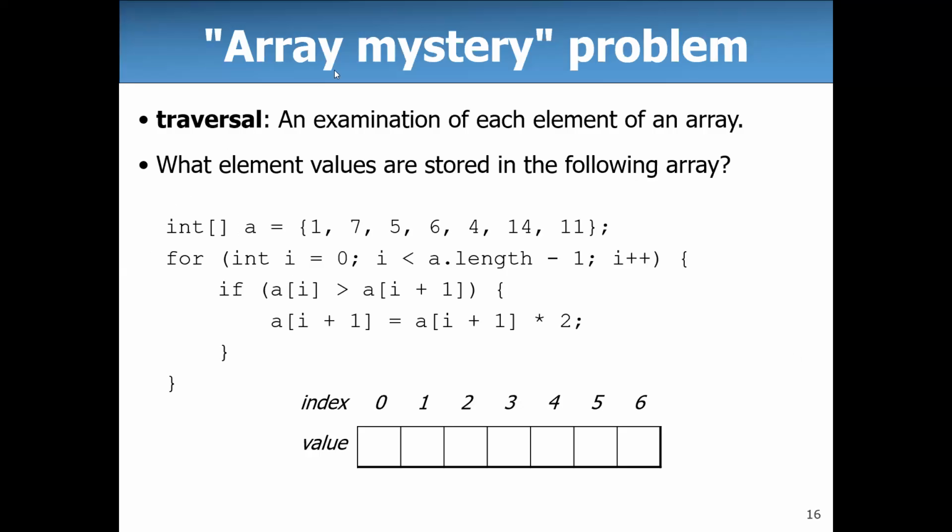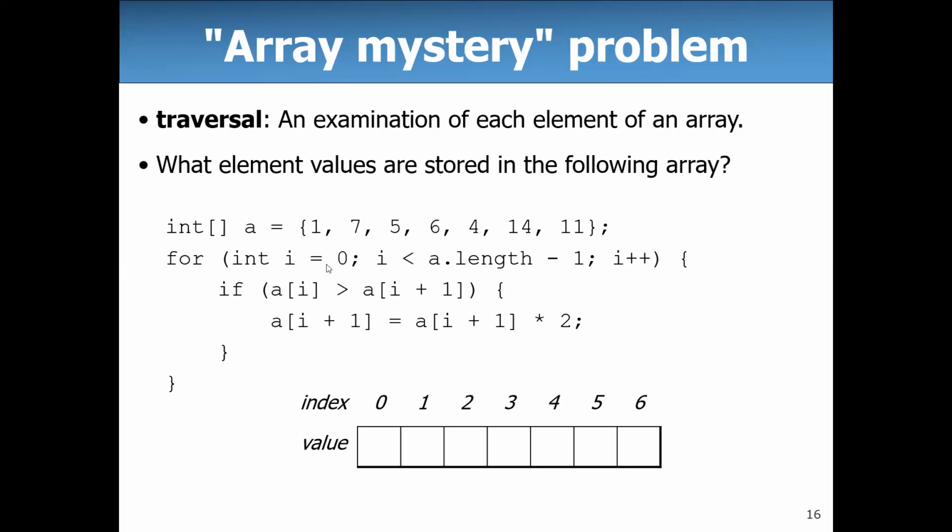Okay, so the array mystery problem, this is just to get started. After this, we'll have more of the array mystery programming question. In square brackets A, we have an array assigned. So our list is 1, 7, 5, 6, 4, 14, and 11.